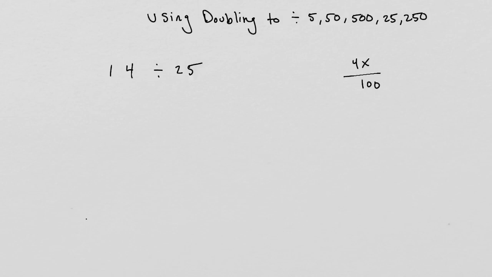Let's just start with the easy one, 14 divided by 25. First we double it twice. Doubling it the first time, we get 28. Double it again, you get 56. Now we're going to move the decimal over once, twice. So our answer equals 0.56.